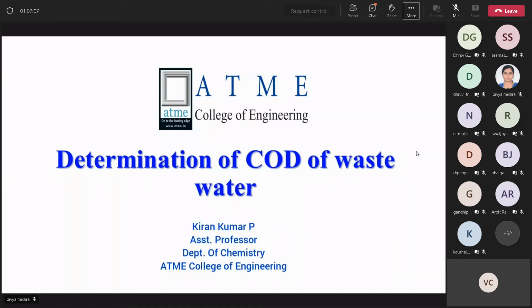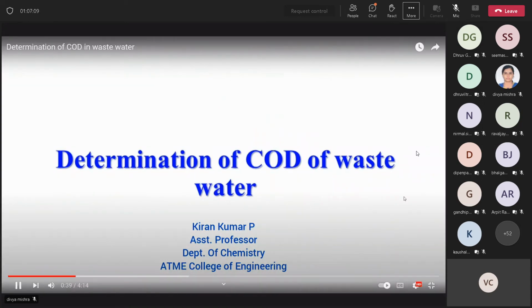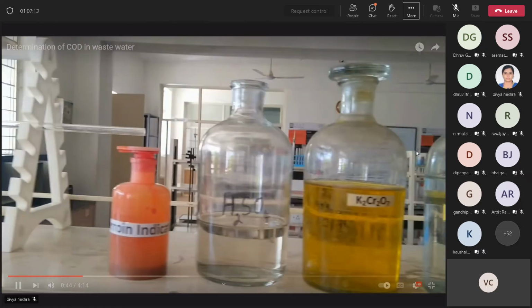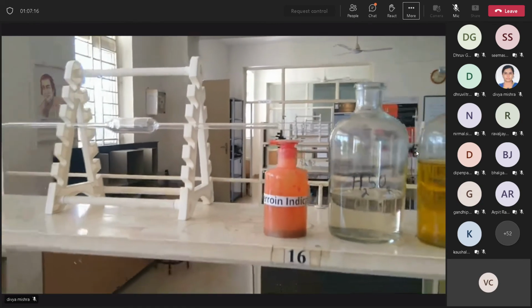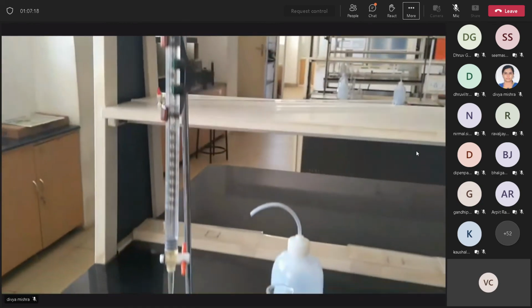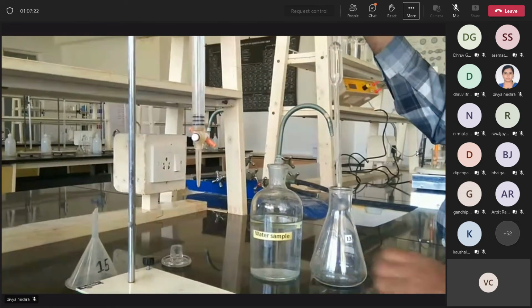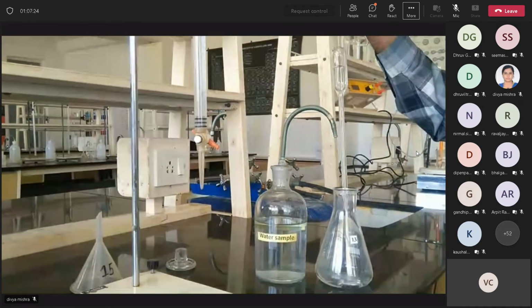Let us move on to the experimental part. The chemicals required are a water sample, K2Cr2O7, and 1:1 H2SO4, which contains silver sulfate. We need an indicator. Now prepare a standard solution of the salt.